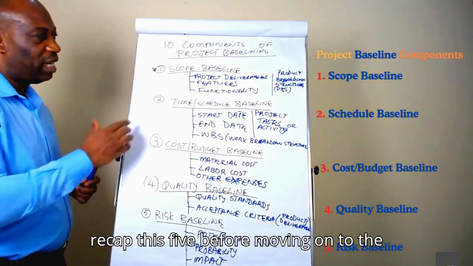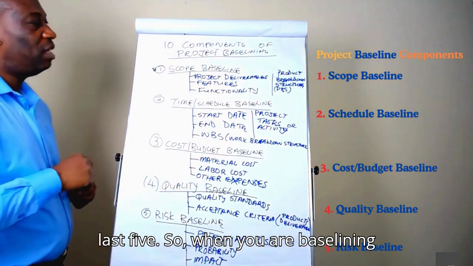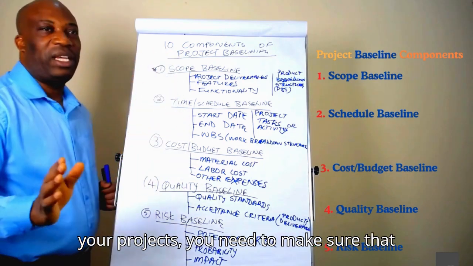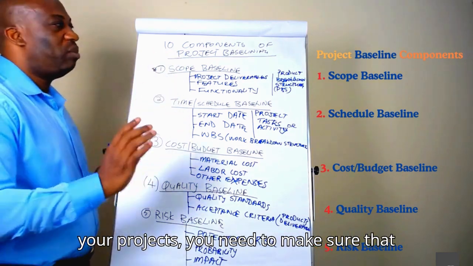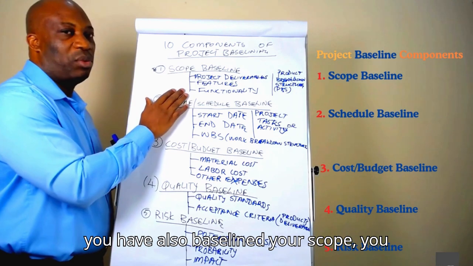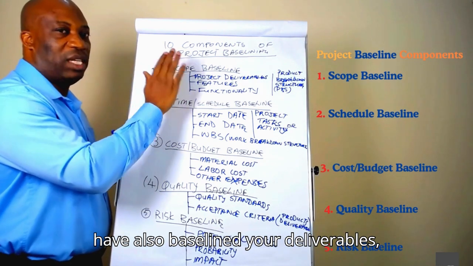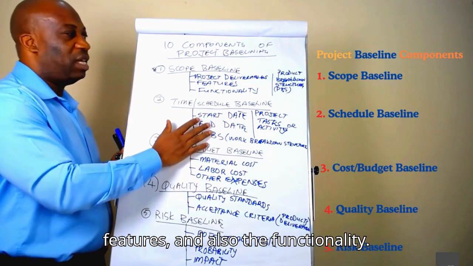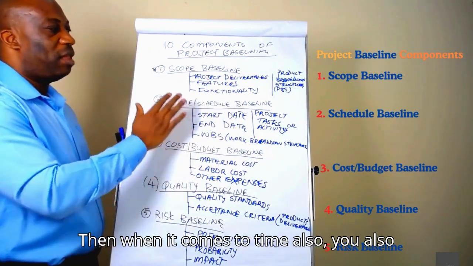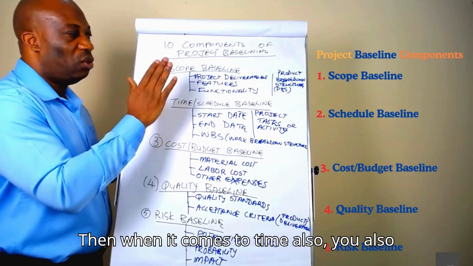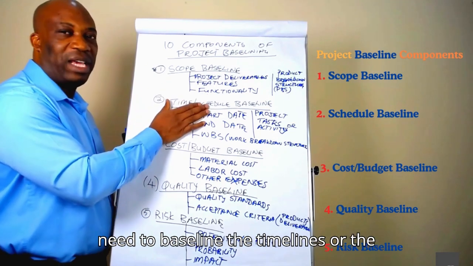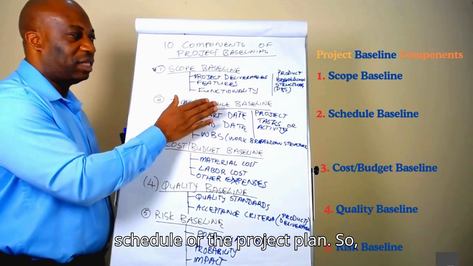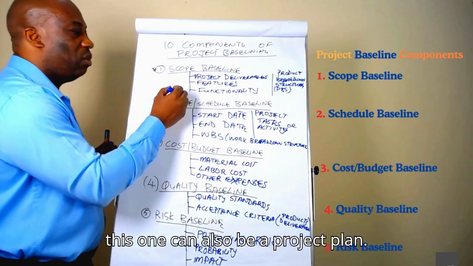So let's recap these 5 before we move on to the last 5. When you're baselining your projects, you need to make sure that you have baselined your scope, your deliverables, your product breakdown structure, your features, and also the functionality. Then when it comes to time, you also need to baseline the timelines or the schedule or the project plan, okay? So this one can also be a project plan.